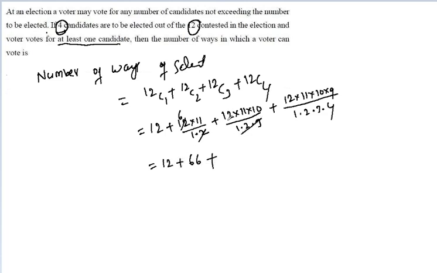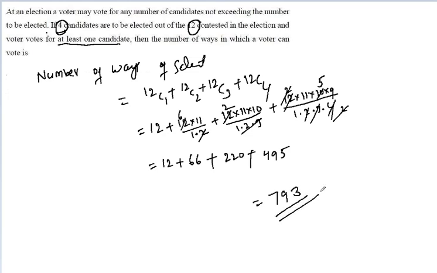Here 2 into 6 cancel, that is equal to 12 plus 6 into 11, 66. So 2 into 3, 6, 2 times cancel, 11 into 10, 110, 110 into 2, that is 220. Here 2 into 3, 6, 2 times cancel, 2 fives cancel, that is 5 into 11, 55, 55 into 9, that is 495. So add all these, that is equal to 793. That is the answer.